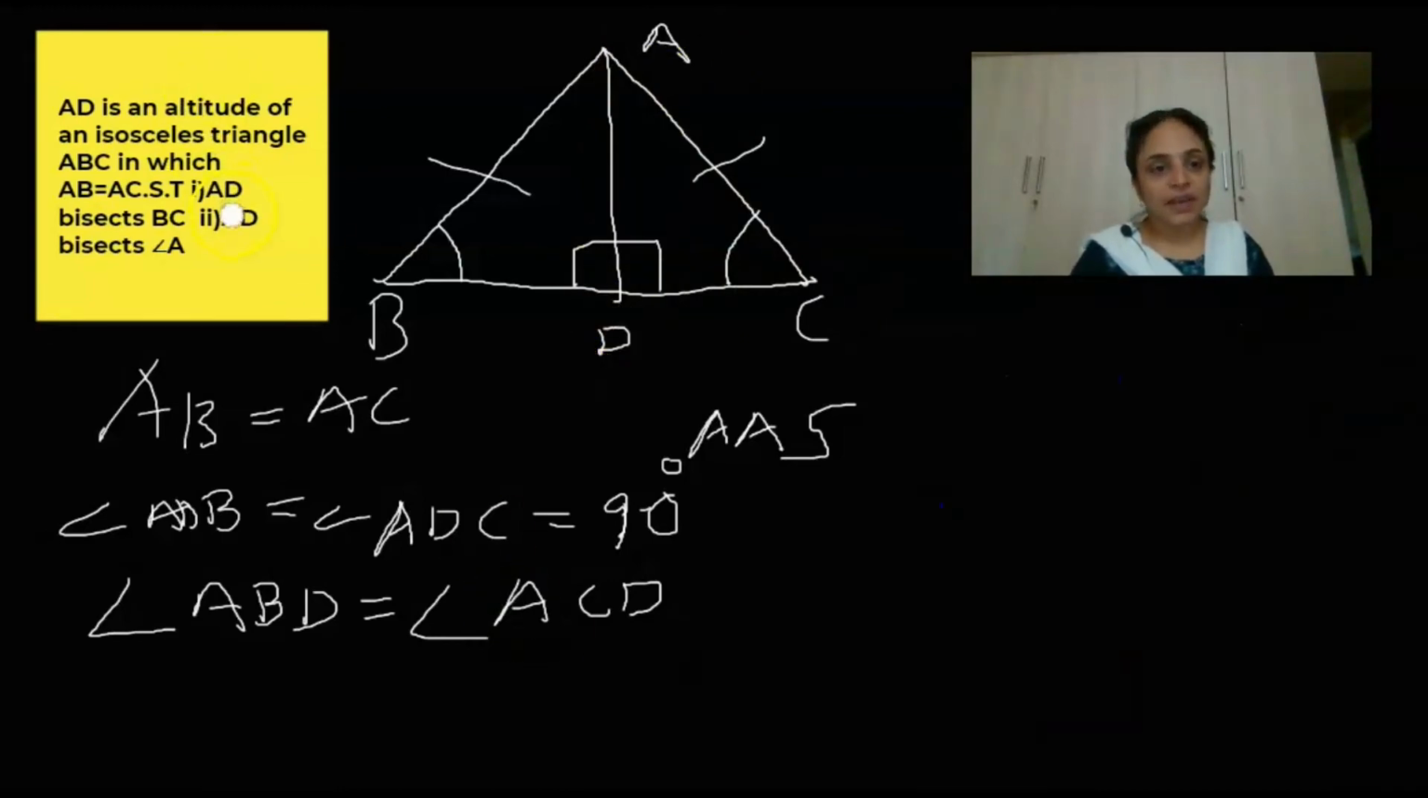First, we have to prove that AD bisects BC. We know that BD and CD are the corresponding parts of congruent triangles ABD and ACD.